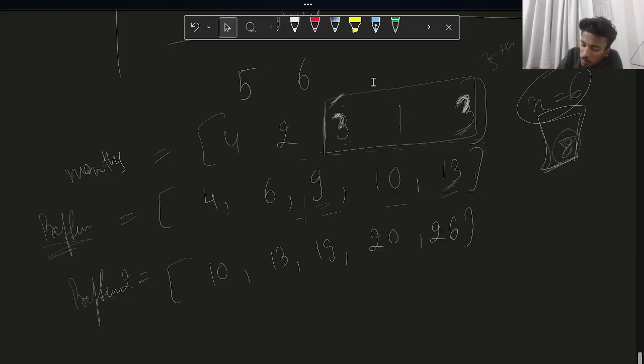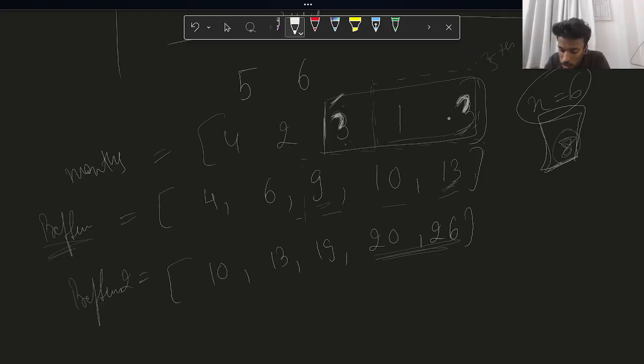Ignore this value currently. Why? Because we don't know on which day we want to visit. So we need the total sum of all these values from here to here. Okay, so how will we get that quickly? For this, we can use this prefix sum 2 array.